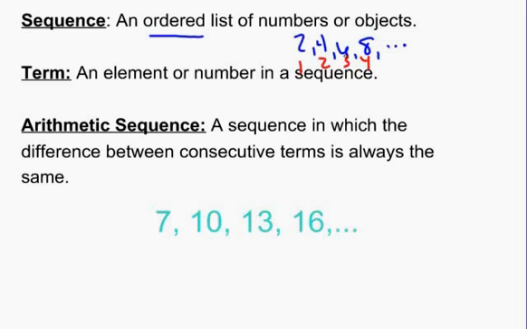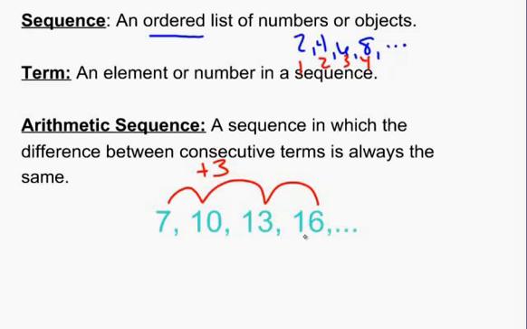Now, what we're dealing with today are arithmetic sequences. And that is a sequence in which the difference between consecutive terms is always the same. So that means that whatever is between those two numbers is always the same. For example, 7, 10, 13, 16. It follows a pattern of plus 3. Consecutive terms meaning in a row, so terms in a row, are going up by the same. They're going up by 3 or going down by the same. That's fine too.